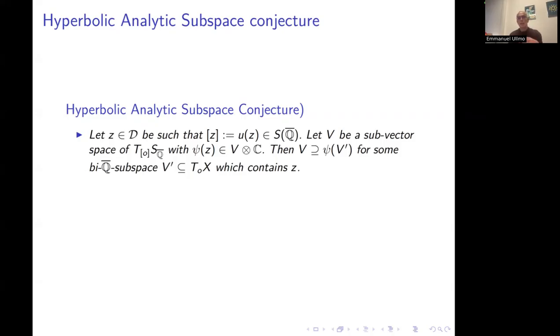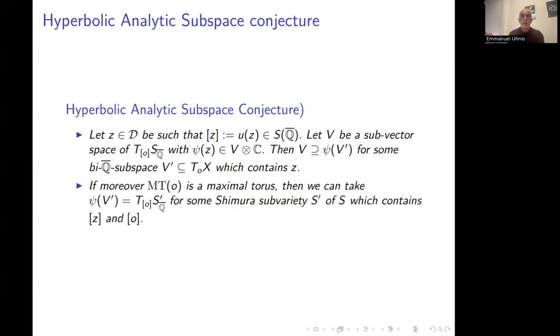So you could hope that somehow it has to be explained by a sub-Shimura variety, but in general, we believe that it's explained by some Q-bar subspaces. And the only way should be that the vector space V contains psi of V' for some Q-bar vector subspace V' of the tangent space containing z.